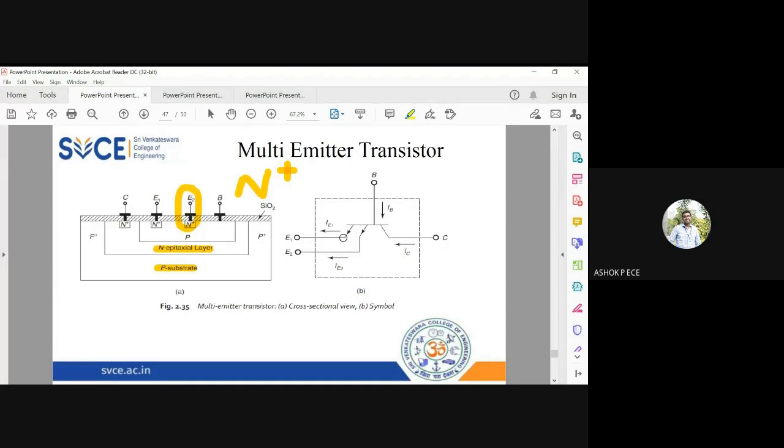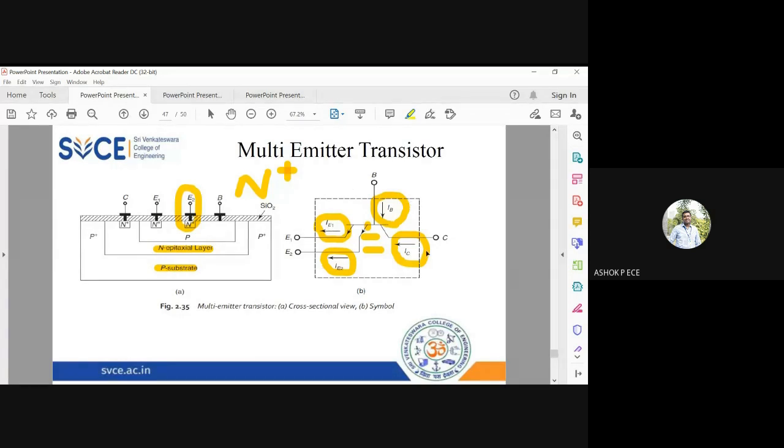So here, if you apply the current equation, I can write IE1 plus IE2 equal to IB plus IC. The total base current plus collector current will be equal to the emitter current. Here, the emitter current is itself divided into two. You know it is Kirchhoff's current law at a particular node. If you apply Kirchhoff's current law at this emitter node, the incoming current is IB plus IC and the outgoing current is IE1 plus IE2. Sum of incoming current equals sum of outgoing current, so IB plus IC equals IE1 plus IE2.